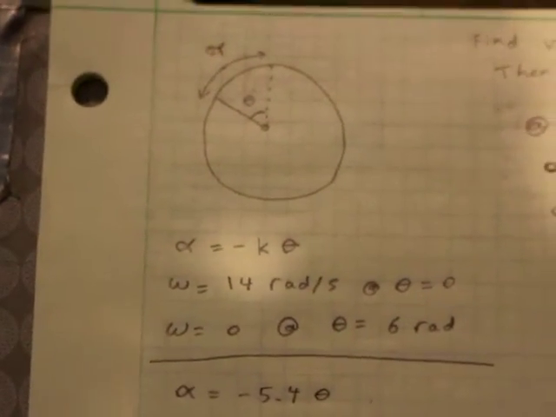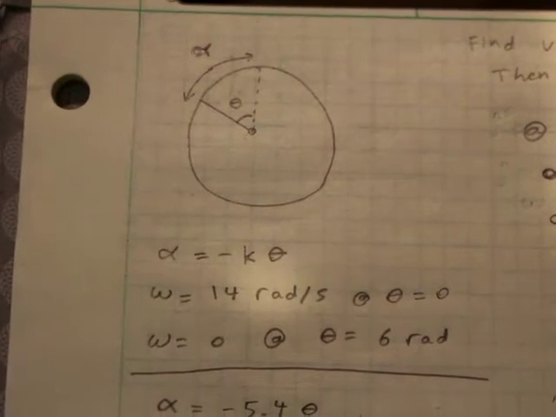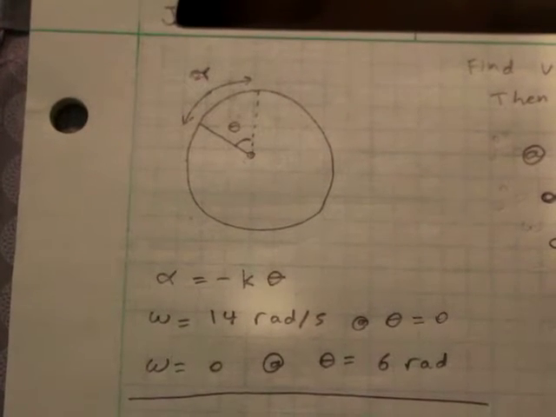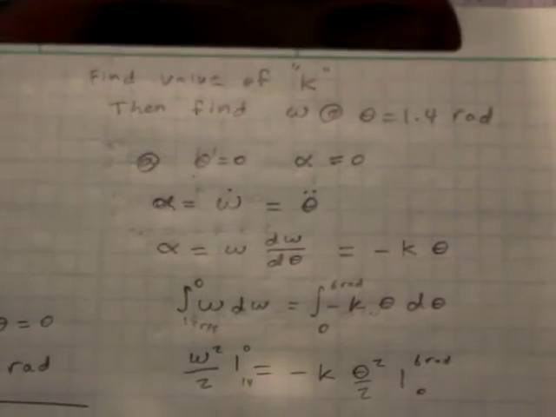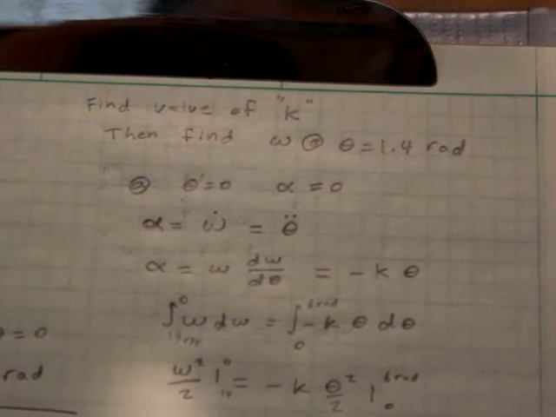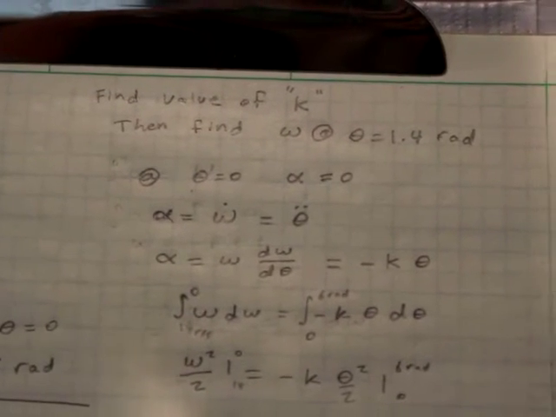So start out by drawing our free body diagram, because it's free. And we went ahead and identified our knowns. Our alpha equals negative k theta, and omega equals 14 rad/s at theta equals 0, and omega equals 0 at theta equals 6 rad. So we need to find the value of k, and then find the value of omega when theta equals 1.4 rad. At theta equals 0, alpha equals 0.